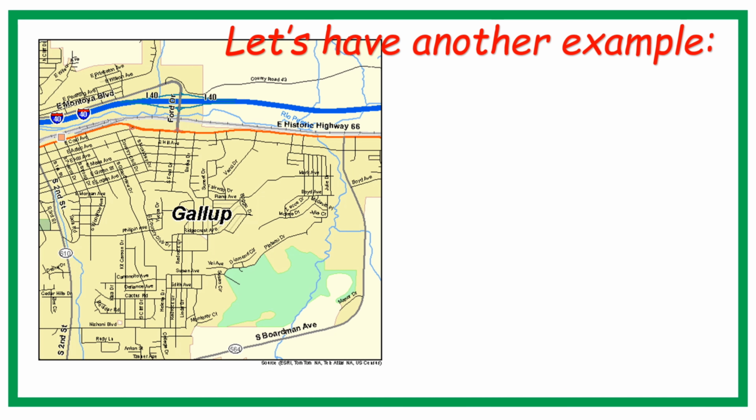Here is a map of Gallup. And the ratio, we have 1 inch. For every inch in this map, it is equal to 1 mile. So what we're going to do is to find how many miles from this red circle going to this red circle on the right side. So how are we going to do that?